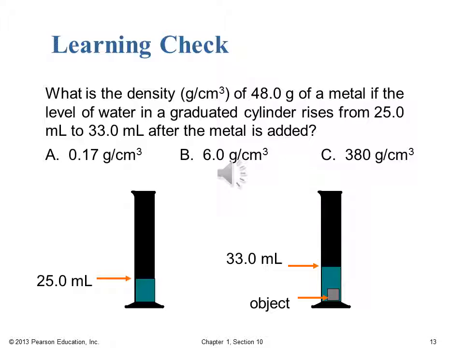Speaking of learning checks, let's try another one. In this case, let's try a learning check that involves that water displacement method for determining the volume of our object. So in this example, we're asked what is the density in grams per cubic centimeter of 48.0 grams of a metal if the level of water in a graduated cylinder rises from 25.0 milliliters to 33.0 milliliters after the metal is added. All right, so you've got a couple things. First, you've got to figure out the volume of the object. Then you've got to solve for the density, making sure you're in the correct units, and select your best multiple choice answer. Is it A, 0.17 grams per cubic centimeter, B, 6.0 grams per cubic centimeter, or C, 380 grams per cubic centimeter? So go ahead, find the solution, make your selection there for letter A, B, or C. Pause the video while you do that, and when you start back up, we'll look at the solution.